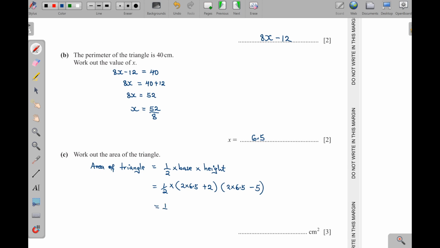We are going to have a half, then times, this is 13 plus 2. That one gives us a 15. And again, this is 13 minus 5, that is 8, not so? Times 8. Then this 2 goes here 4 times, then 15 times 4. That one gives us what? A 60. So our answer here becomes 60 centimeters squared.